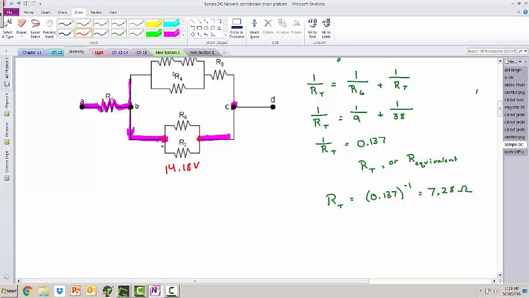We have 14.18 volts going between those two. And it's the same voltage drop for both R6 and R7 because they're in parallel. So I'm going to calculate their individual currents and their individual powers.